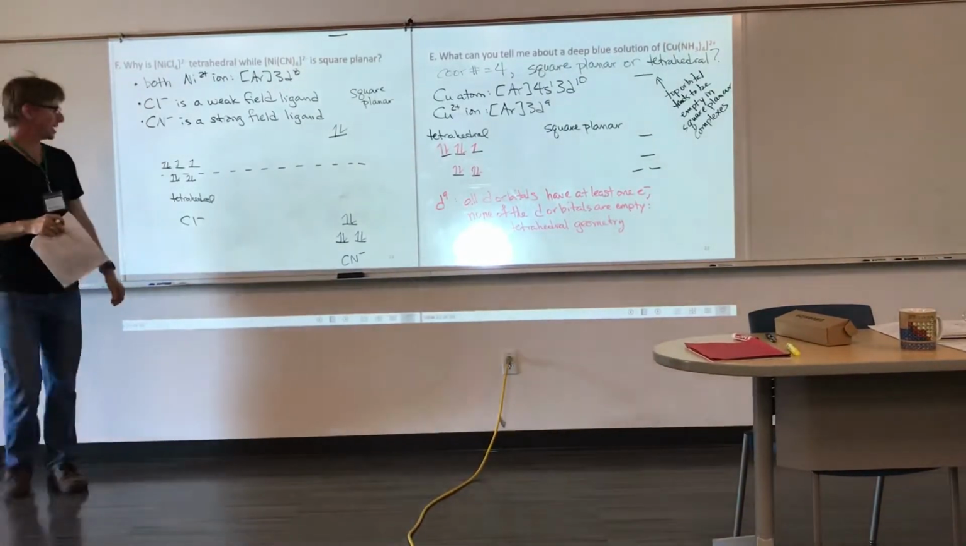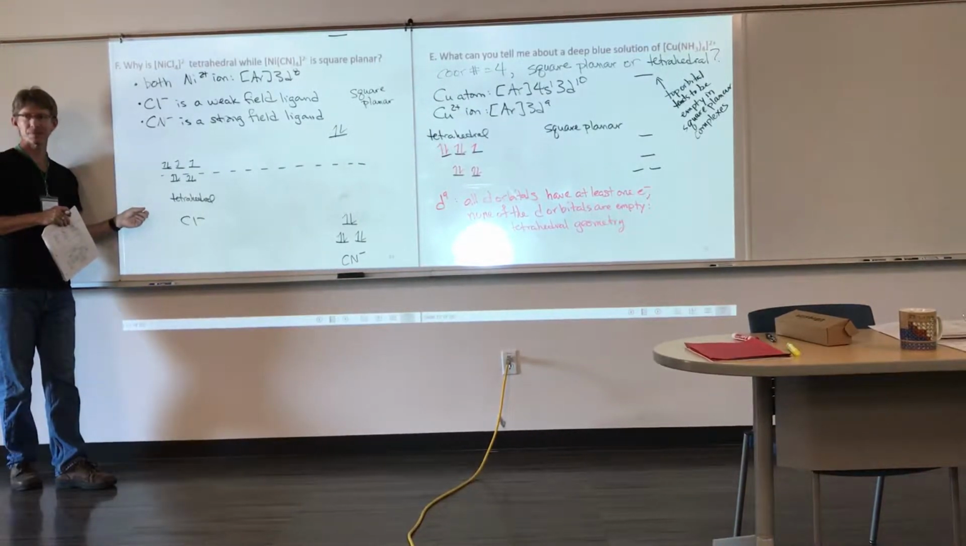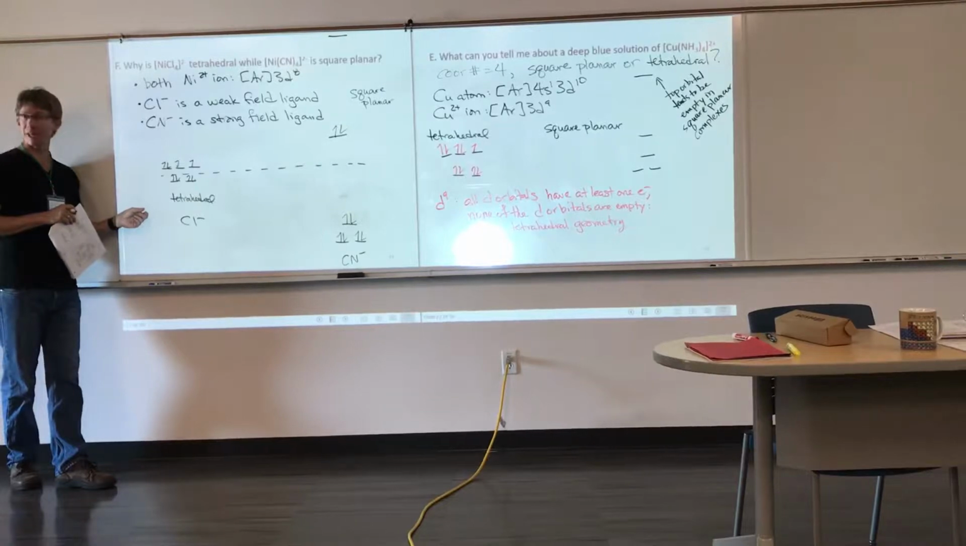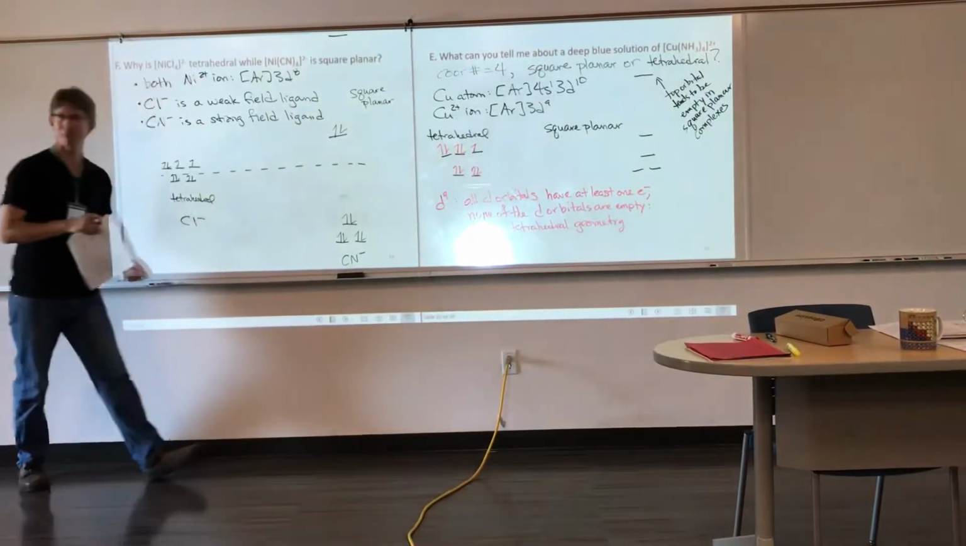Question: it's always going to be tetrahedral? What is? This one? So weak field ligands will favor tetrahedral. Strong field ligands will favor square planar.